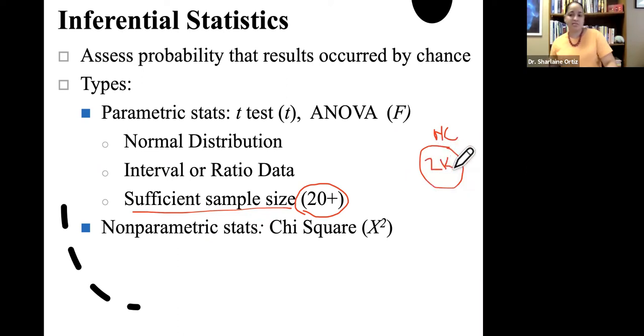And in order for me to conduct a parametric test, when I draw my little sample, I have to make sure that it is at least 20 participants.